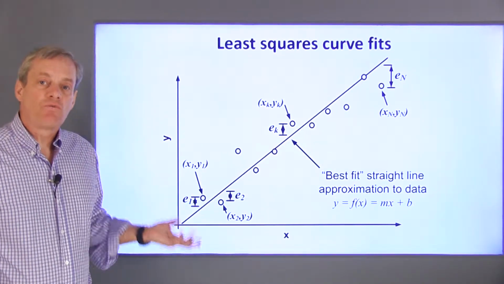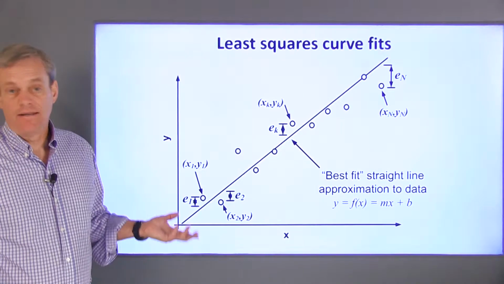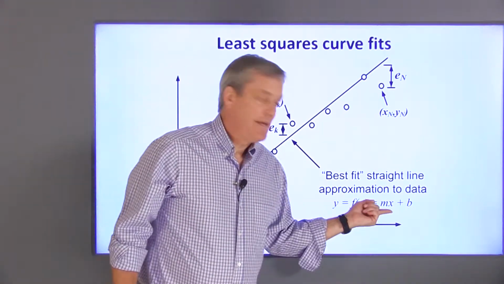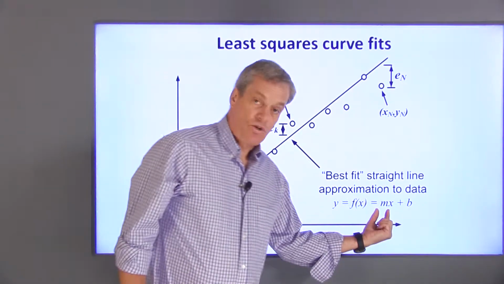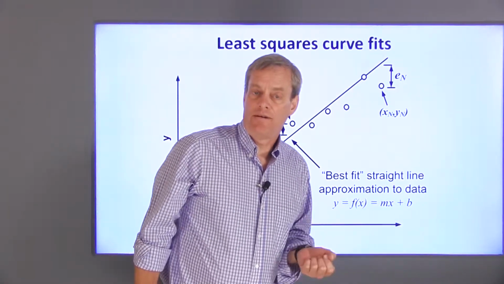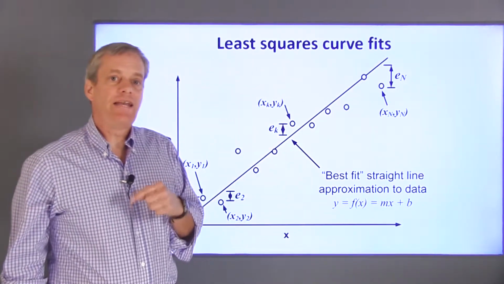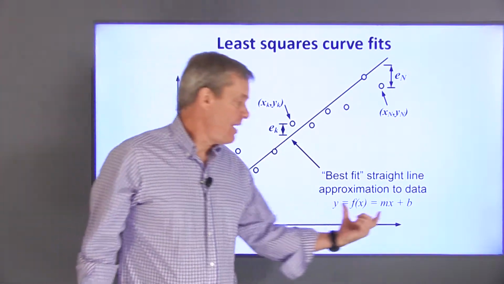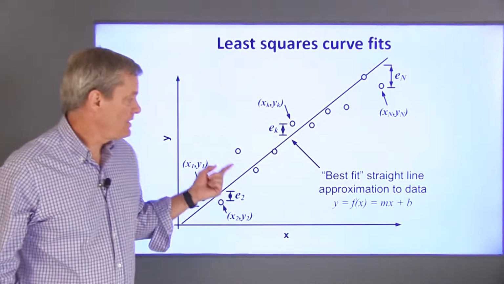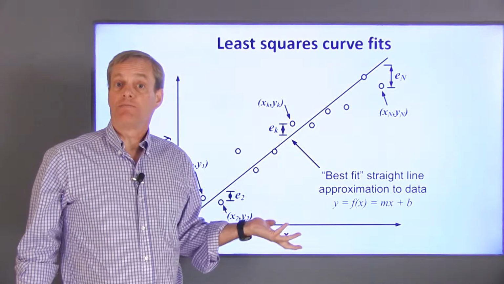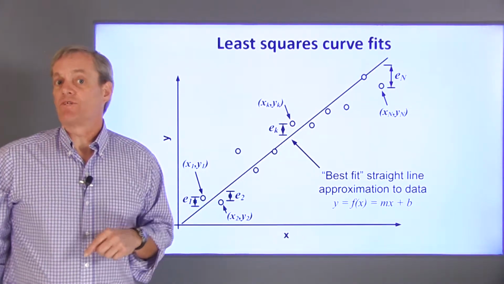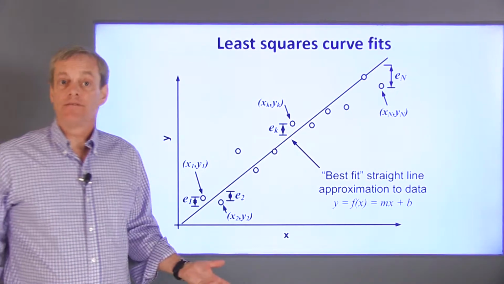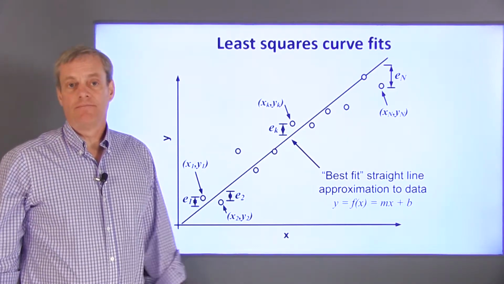Since we've chosen to represent the data by a straight line, its equation is y equals mx plus b, where m is the slope of the line and b is the y-intercept. We want to find m and b such that the sum of the squares of all of these errors are as small as possible. It's the line that gives us the least value of the square of the errors, hence the term least squares curve fit.